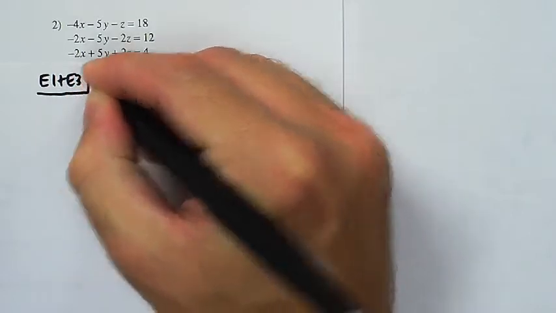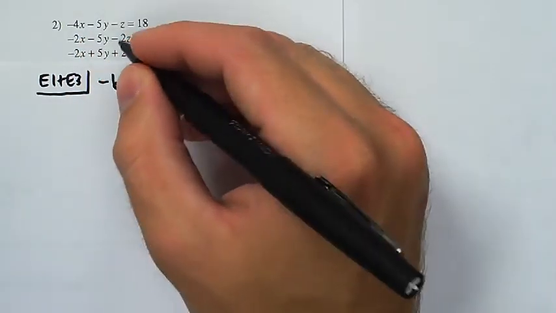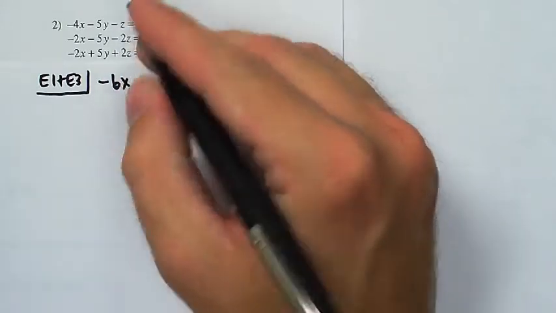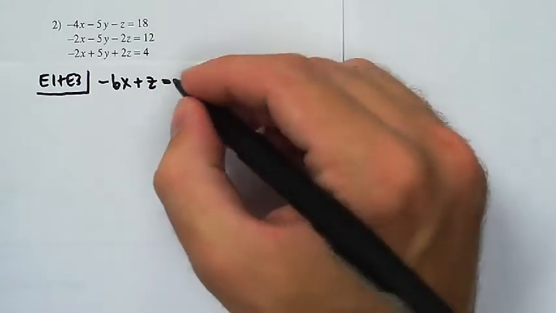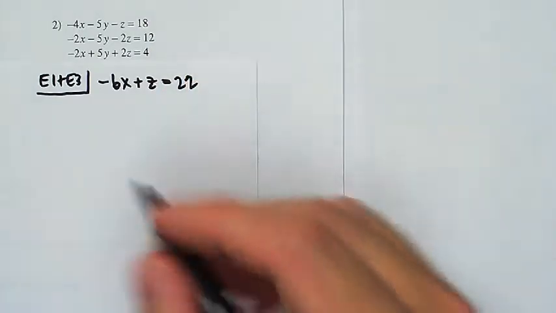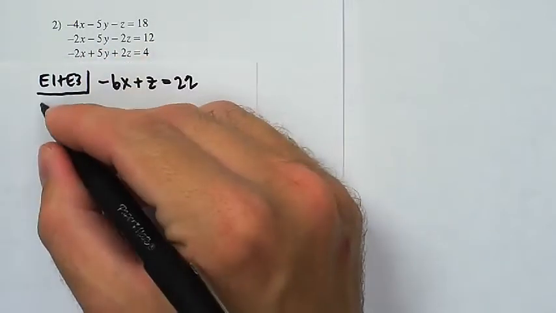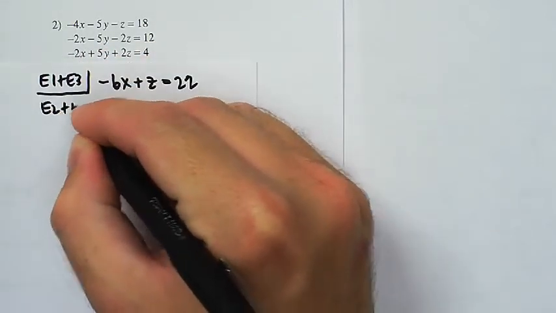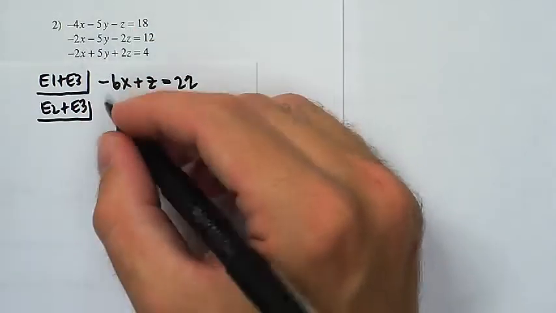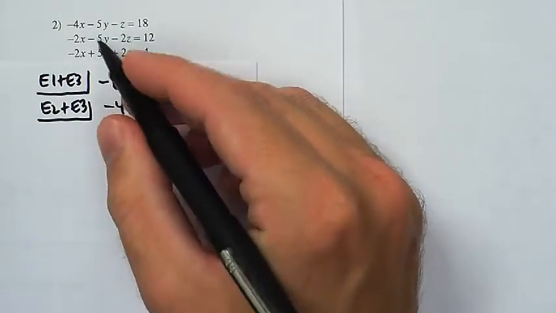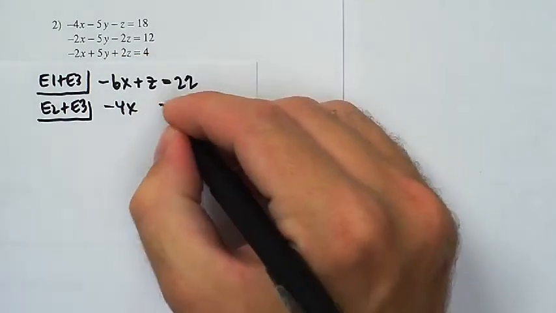And I think I can do these mentally. Negative 4x minus 2x is negative 6x. Negative 5y plus 5y is no y's. Negative z plus 2z is positive 1z. That's going to equal 18 plus 4 is 22. Okay, and then the other 2 is going to be 2 and 3. Right, so I'll have negative 4x, okay, no y's, no z's, equaling 16.